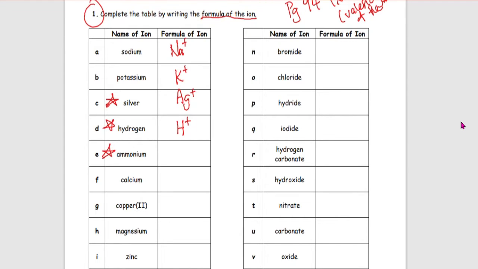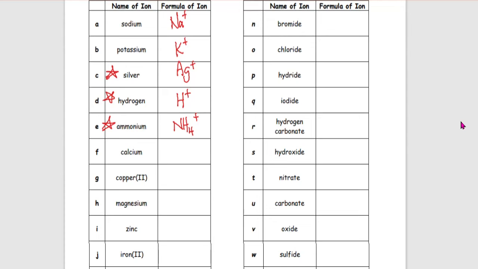Ammonium is a complex ion. So complex ions, typically you should memorize them because it's not easy to decipher them. Calcium is in group 2, valency 2, so it's Ca2+. Copper 2, this number 2 over here tells you the valency. So copper is Cu, it's a metal. Okay, because of the valency 2 over here, it's Cu2+.